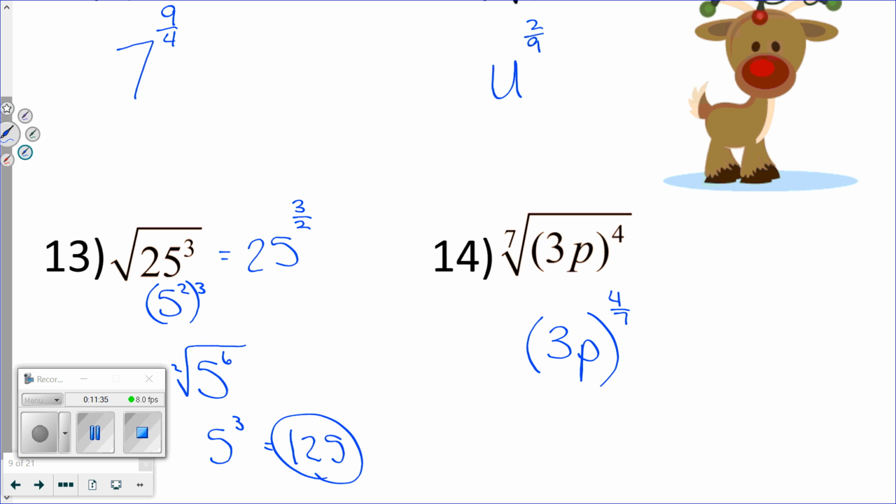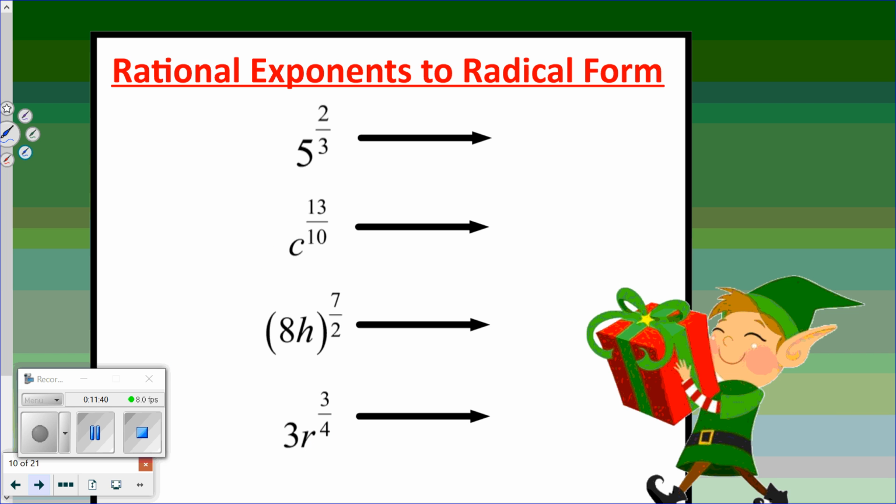Isn't this fun? Isn't this easy? How about that? Is that a better question? Okay. All right, can we go the other way?